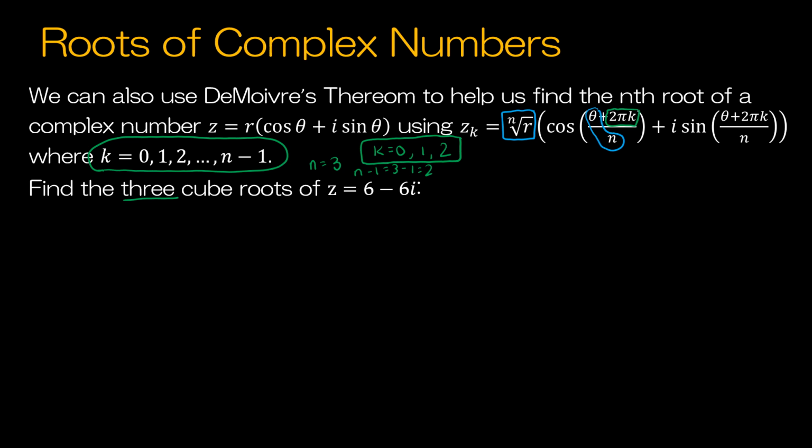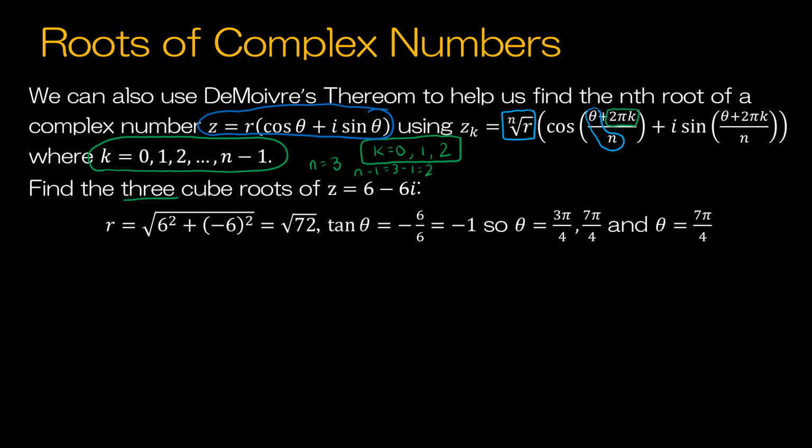So let's take a look. The first thing is I have a complex number and it is not written in polar form. It's not written with cosine and sine. So let's do that first. To do that, I'm going to use the same steps that we've followed before. I need to find r and I need to find theta. So r is 6 squared plus negative 6 squared, which is 72. And you'll notice on this one, I'm not going to turn that into 6 radical 2, and you'll see why in just a moment. For theta, I've got negative 6 over 6, or negative 1.